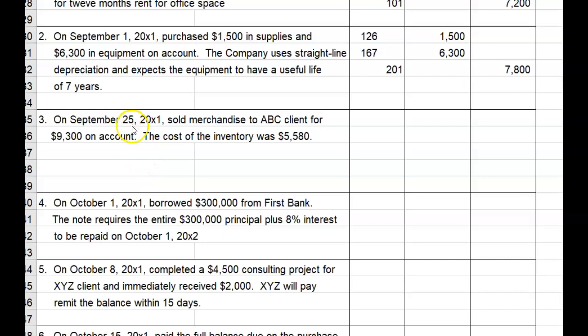On September 25th, 20X1, the company sold merchandise inventory to ABC client for $9,300 on account. The inventory cost this company $5,580. You're given the amount of the sale and you're given the amount of the cost of sale. And remember that there are two journal entries. Record the debit and credit required for the sale, then record the debit and credit required to record the cost of sale. Why don't you pause this video, write those two journal entries, then start the video again to check your work.